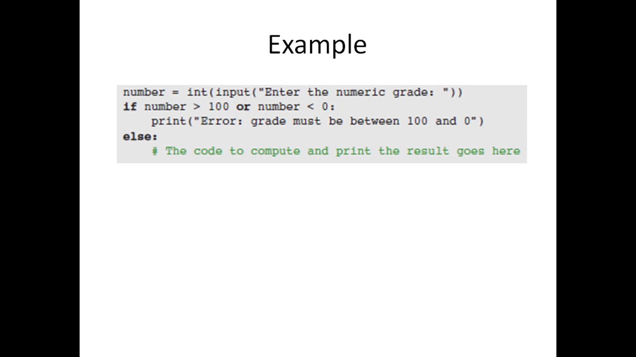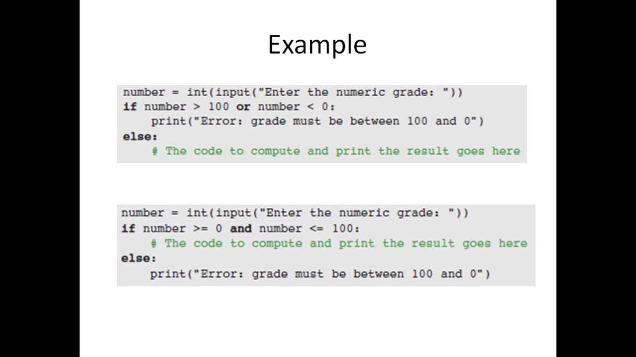Or we can write the same program in some other manner like this. If number greater than or equal to 0 and number less than or equal to 100, that means it is a valid mark.